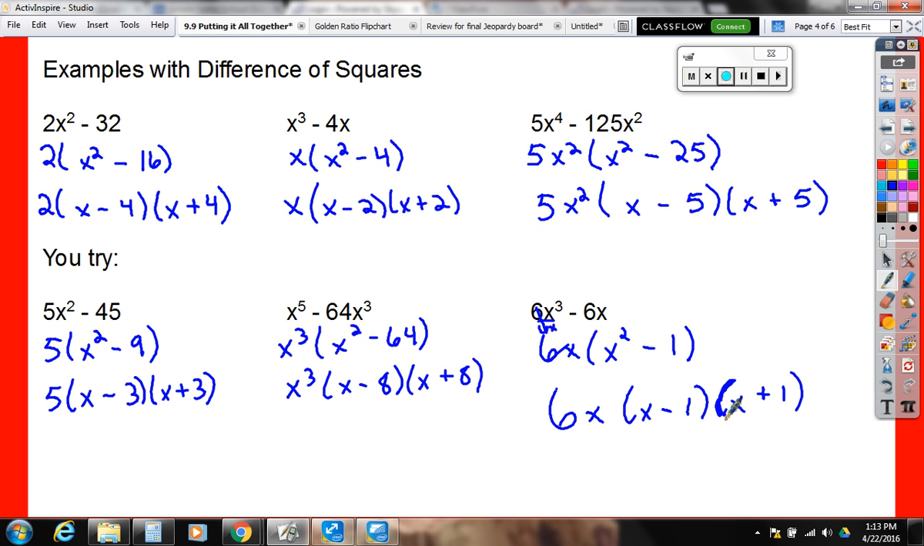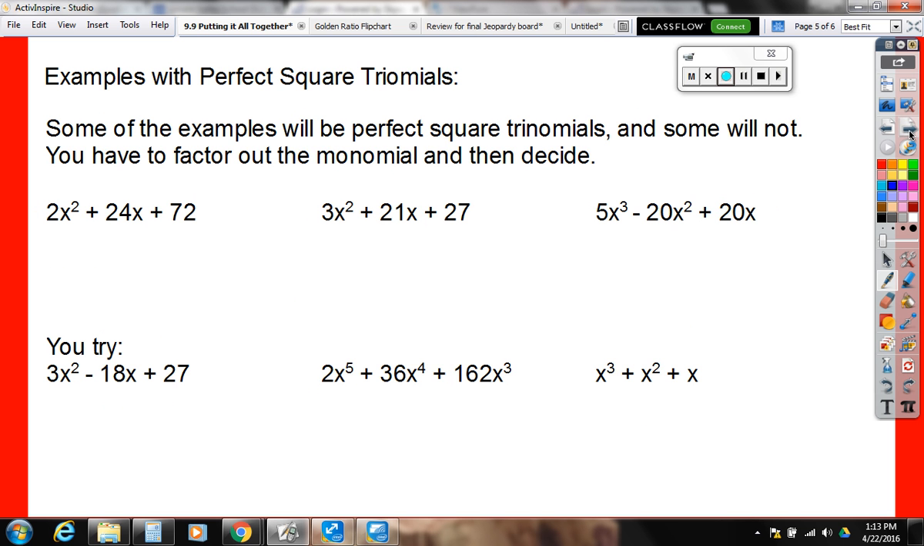Okay, last section. We don't have a lot of time, so we may do all of these together. Examples with perfect square trinomials. Some of these are going to be perfect square trinomials and some aren't. You have to factor out a monomial before you can tell. This one does not appear to be a perfect square trinomial. You can't take the square root of 2 or of 72 and get an integer. But what could we factor out to make it simpler?